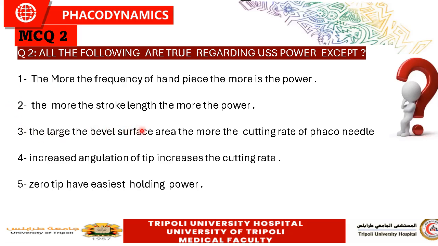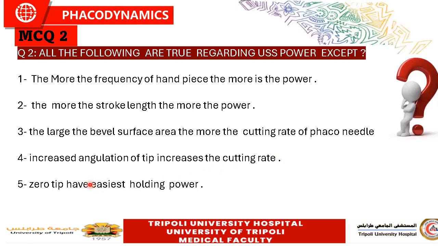Now, the larger the pebble surface area, the more the cutting rate of the phaco needle. This is wrong because a large surface area of the pebble has nothing to do with the power of cutting, but it has to do with the holding power, that's the occlusion and holding power of the phaco needle. So this is the wrong answer. Now, the increased angulation of the tip increases the cutting rate. This is true. The more the angulation, the more the cutting of the tip. As you know already, the zero tip has a lower cutting rate than, for example, a 45-degree tip and so on.